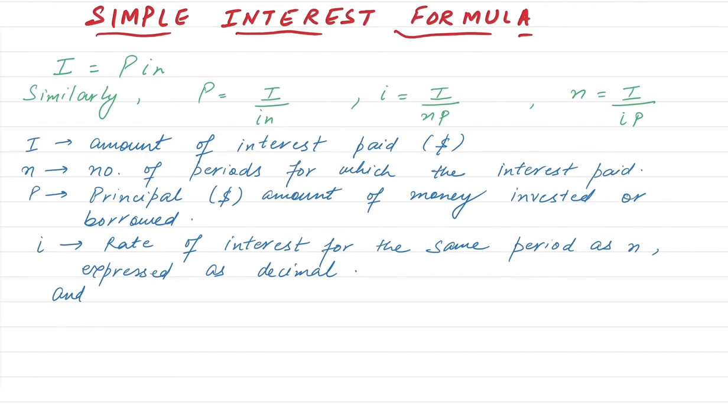And also one more formula. We know that A = P + I. What is A? A is the account balance, which is also calculated in dollars. Now let's do the question.